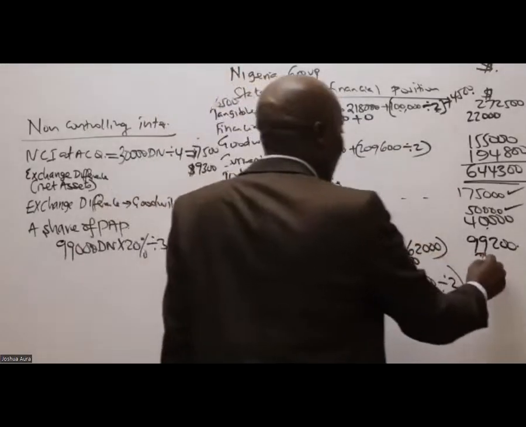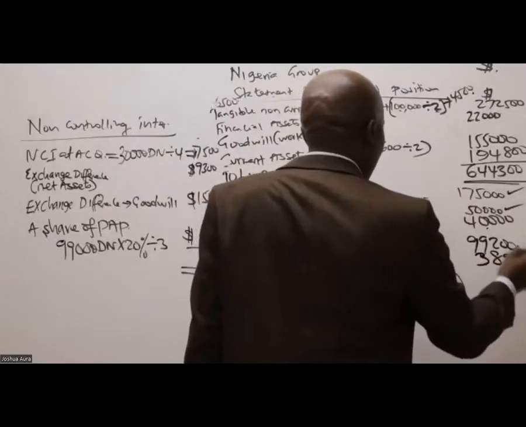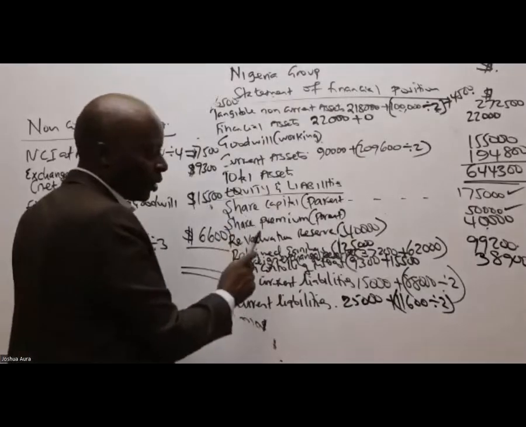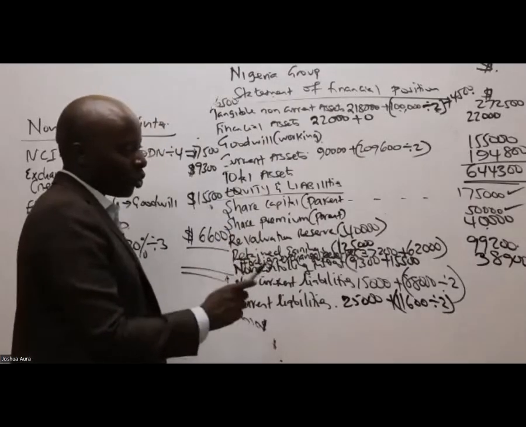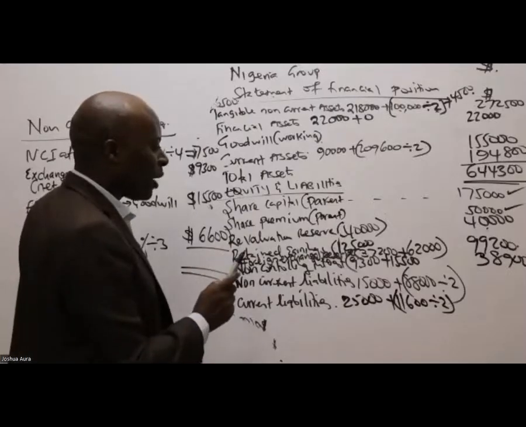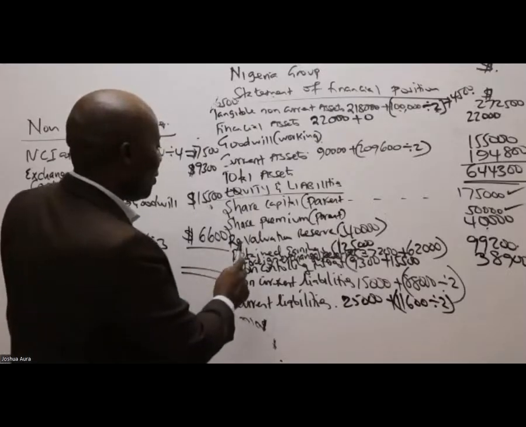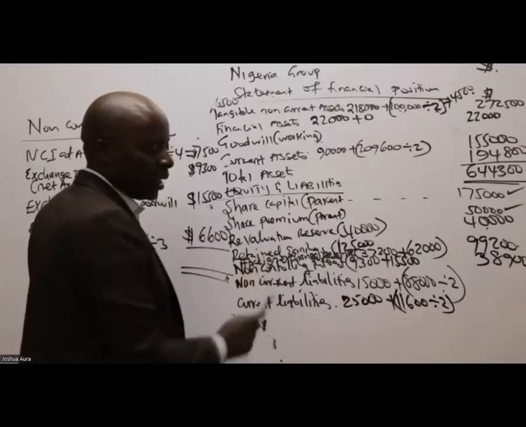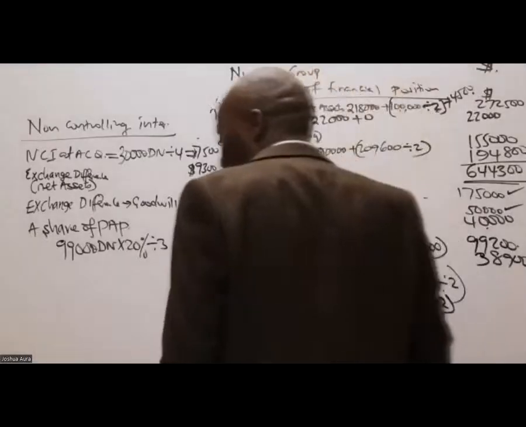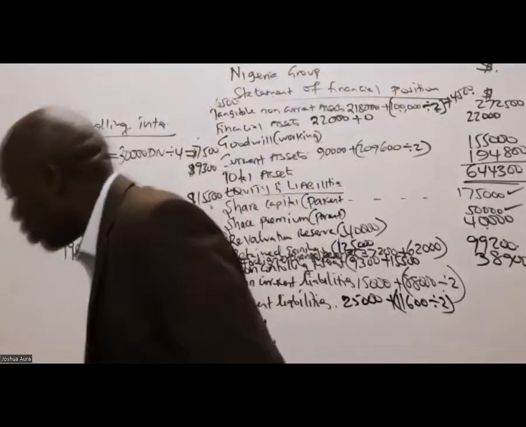38,900. So remember, this is permanent source of what here? Capital. This is permanent source of capital. Now from there, the last one that you're supposed to come and pick is this retained earnings. Group retained earnings. So group retained earnings, what do we have there?